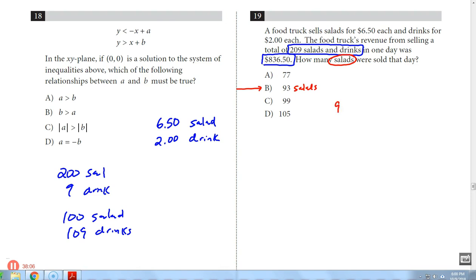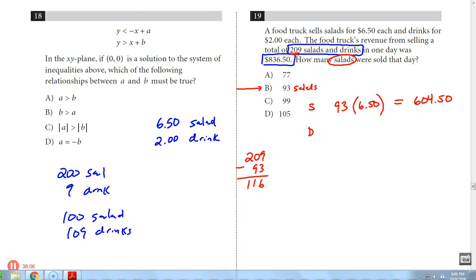If I had 93 salads, and we know that salads cost $6.50, let's punch that on our calculator. We have 93 times 6.50. Well, that would be $604.50. So those are our salads. This is S. And then for our drinks, I knew that there was 209 total. So if I do 209, take away the 93 salads, that looks like it's going to be, what, 116?